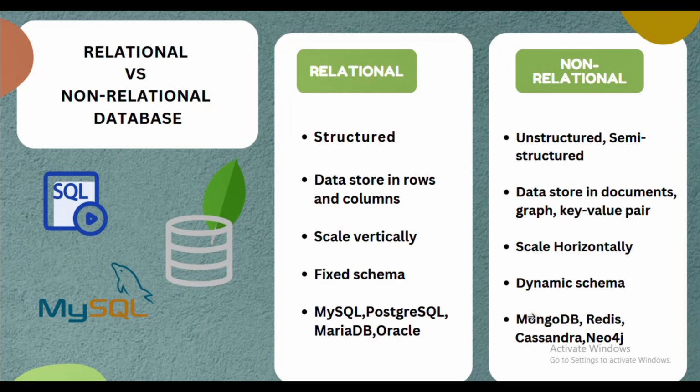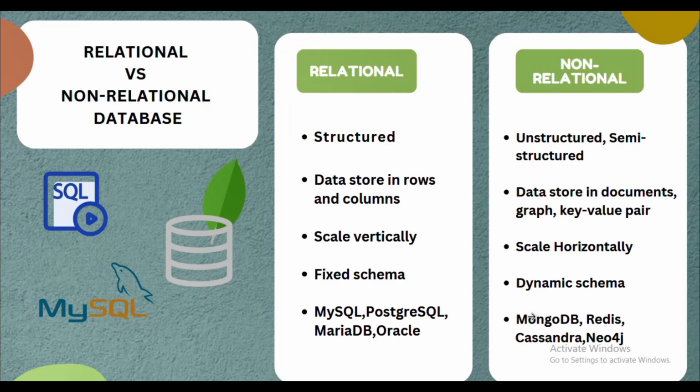If we need more memory or CPU, then we add new resources to the existing system. A non-relational database scales horizontally, meaning we add a completely new server. Just adding new resources cannot meet the expectations, so we need to add a new server. So this is scaling horizontally. A relational database has a fixed schema, while a non-relational database has a dynamic schema.